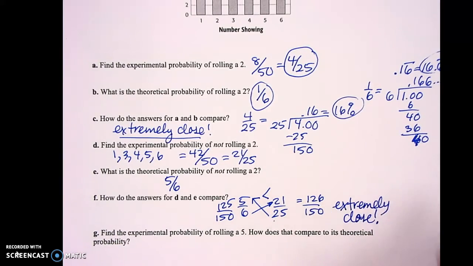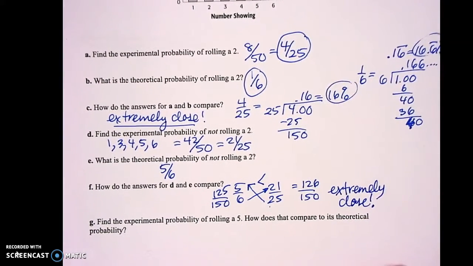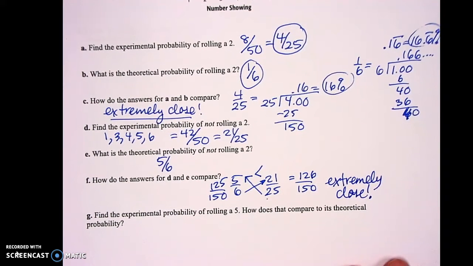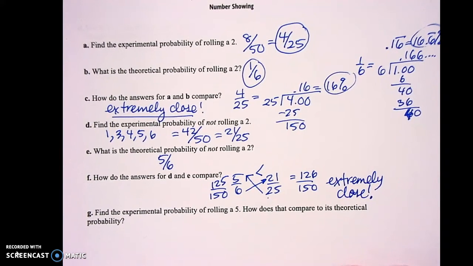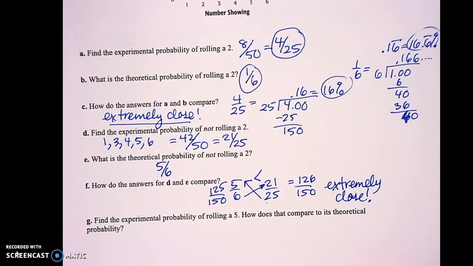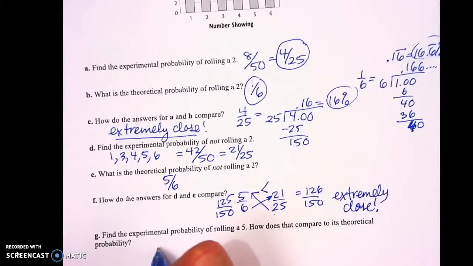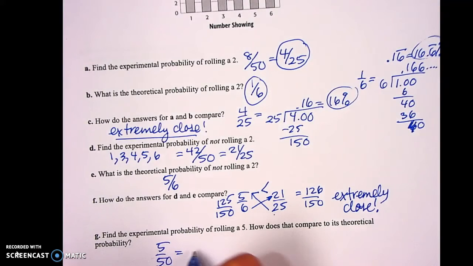That doesn't mean that always happens just because this was our answer twice. And the last one here, part G, find the experimental probability of rolling a 5. So how many times did we actually roll a 5? Looking back to my table, 5 out of 50 times. And I'm going to reduce that to 1/10. How does that compare to its theoretical probability?